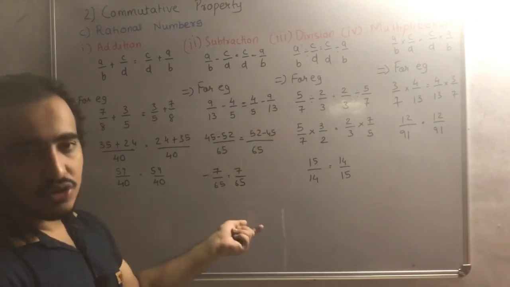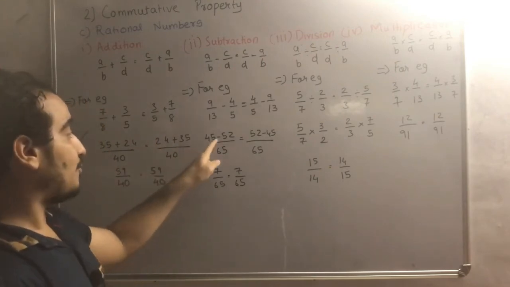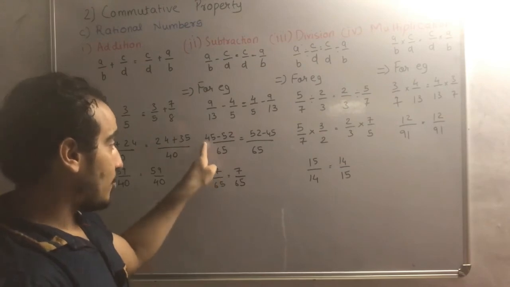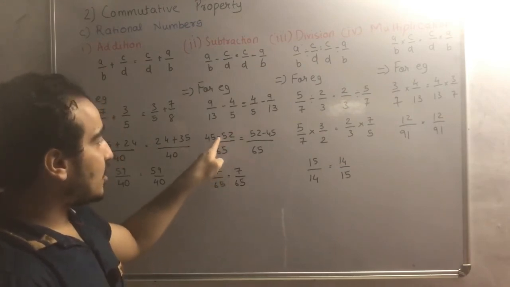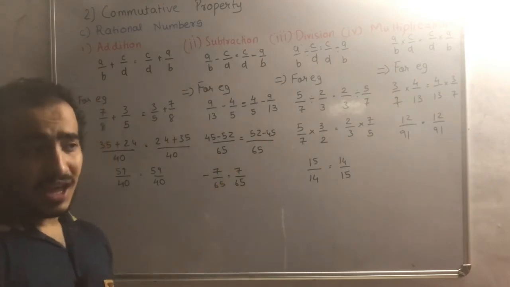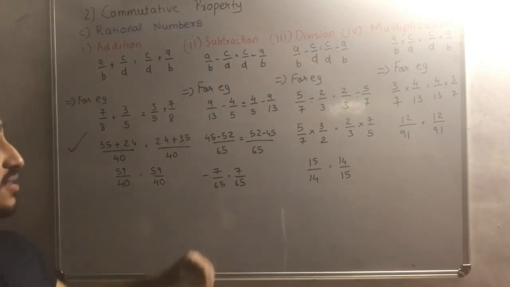Both have the same denominator, but let's work out the numerator. 45 minus 52 is minus 7. Plus minus minus, 45 minus 52 is 7 and the sign of the greater number is minus. Here 52 minus 45 is 7. So both have different answers. One is minus 7 upon 65 and the other is 7 upon 65.